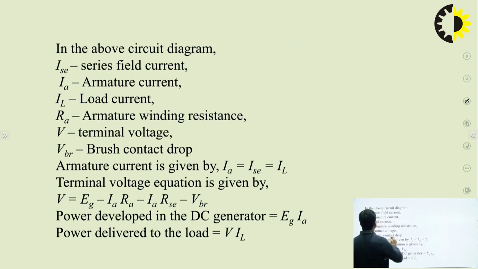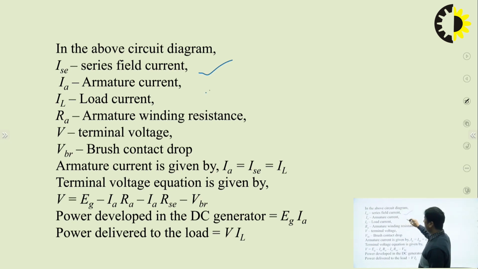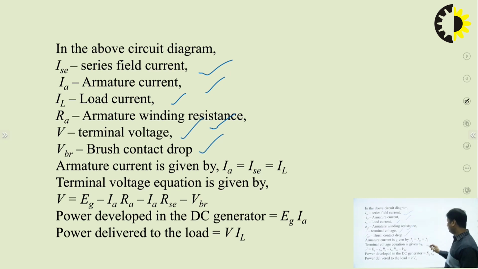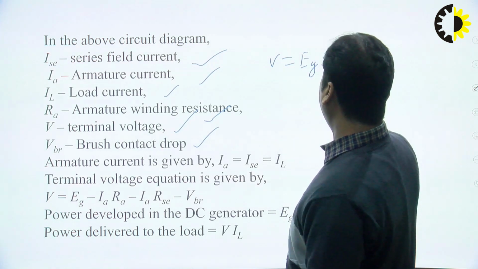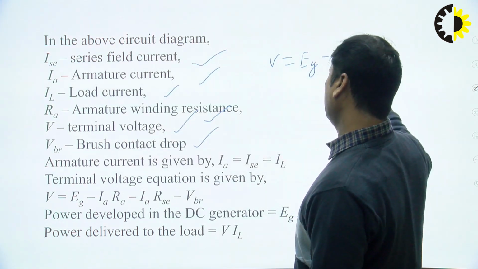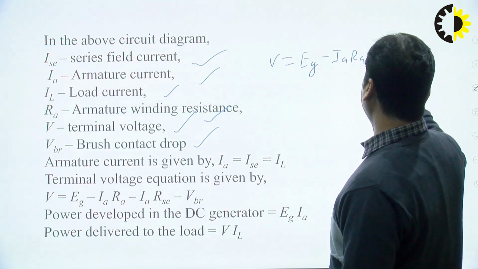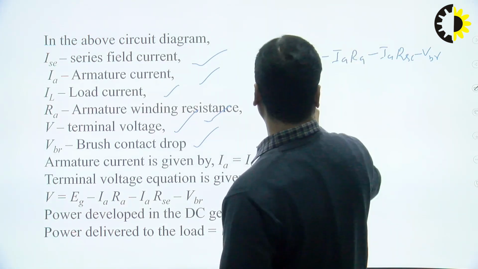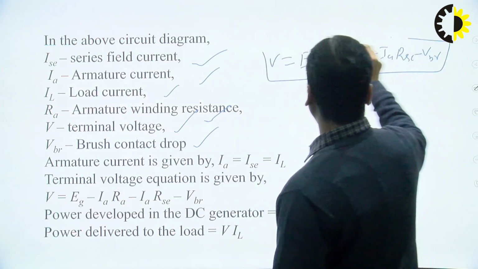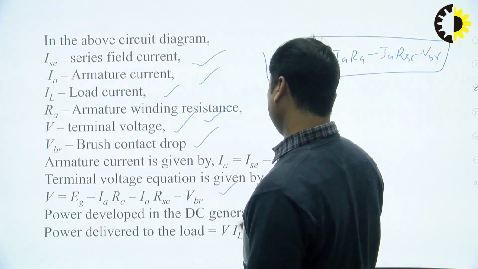So the voltage equation involves the series current, the armature current IA which is the load current, the armature resistance, the terminal voltage, and the brush contact drop. So V will be equal to the generated voltage minus the drop in the armature, the drop in the series field winding, and the brush drop. So this is the voltage equation of the DC series generator.